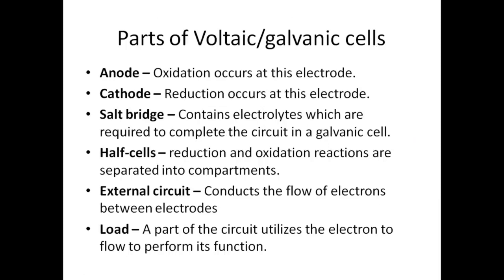So let us see what the constituents are that make up a voltaic cell. We have an anode where oxidation occurs at this electrode. We have a cathode where reduction takes place. We have a salt bridge that contains electrolytes, which are required to complete the circuit in a galvanic cell. Then we have two half cells, that is, the oxidation and reduction reactions are separated into two compartments. We need an external circuit that conducts the flow of electrons between the electrodes, and we need a load, that is a part of the circuit that utilizes the flow of electrons to perform its functions.